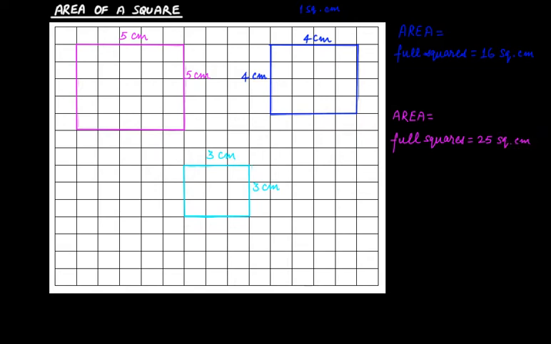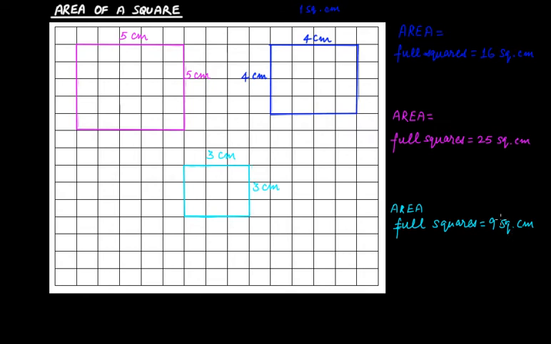Now in this case, how many full squares do we have here? We have 1, 2, 3, so 3 here, 6, plus 3 here, 9. We have 9 full squares. Since 1 square has an area of 1 square centimeter, therefore 9 full squares will cover an area of 9 square centimeter. Okay, so 16 square centimeter in this one, 25 square centimeter in this one, and 9 square centimeter in this case.